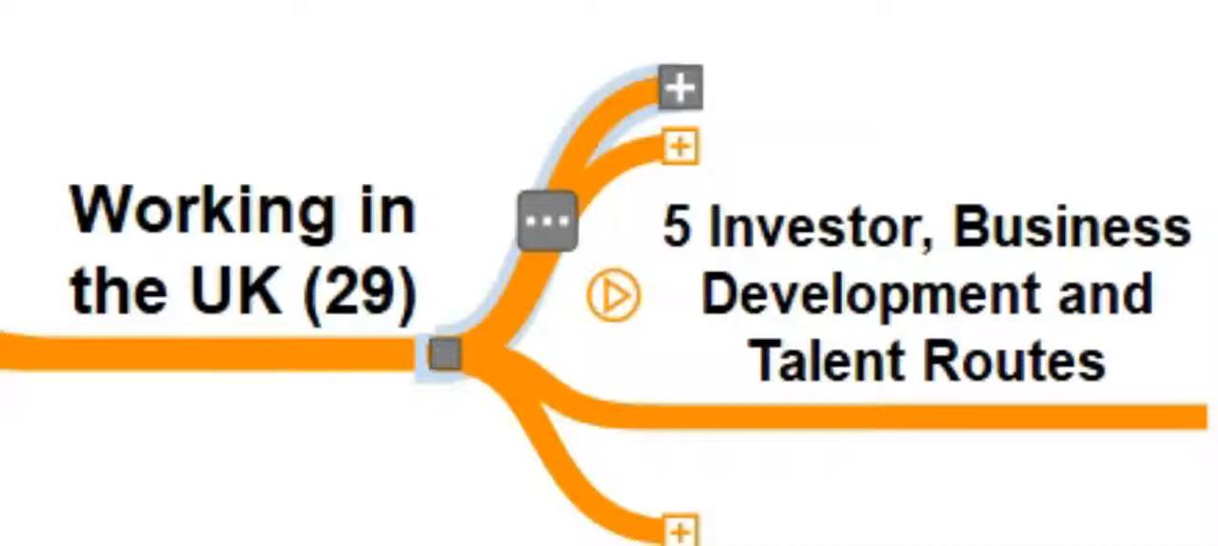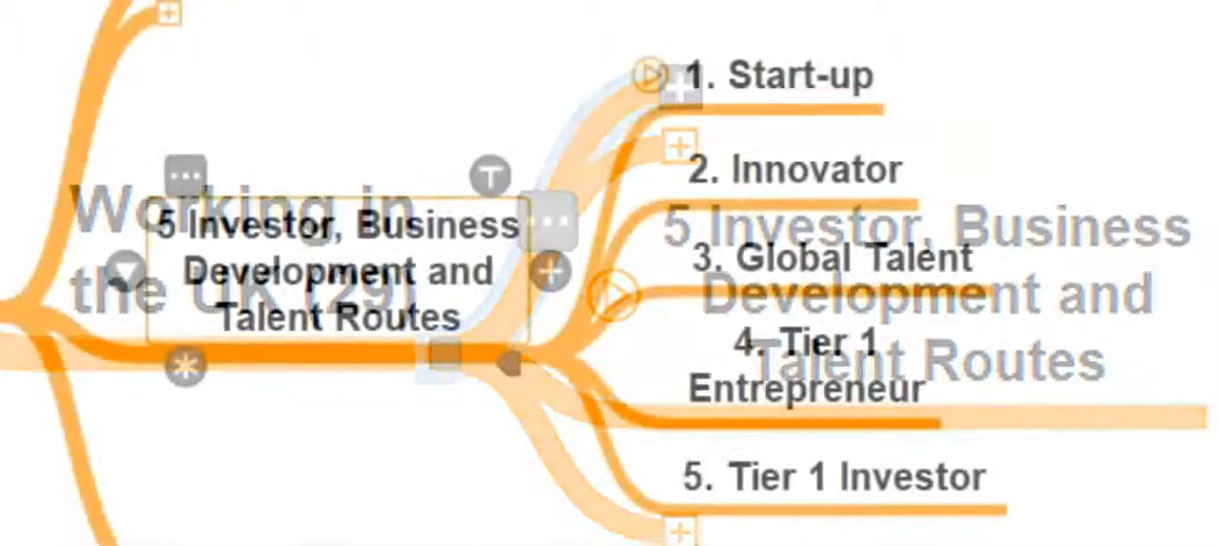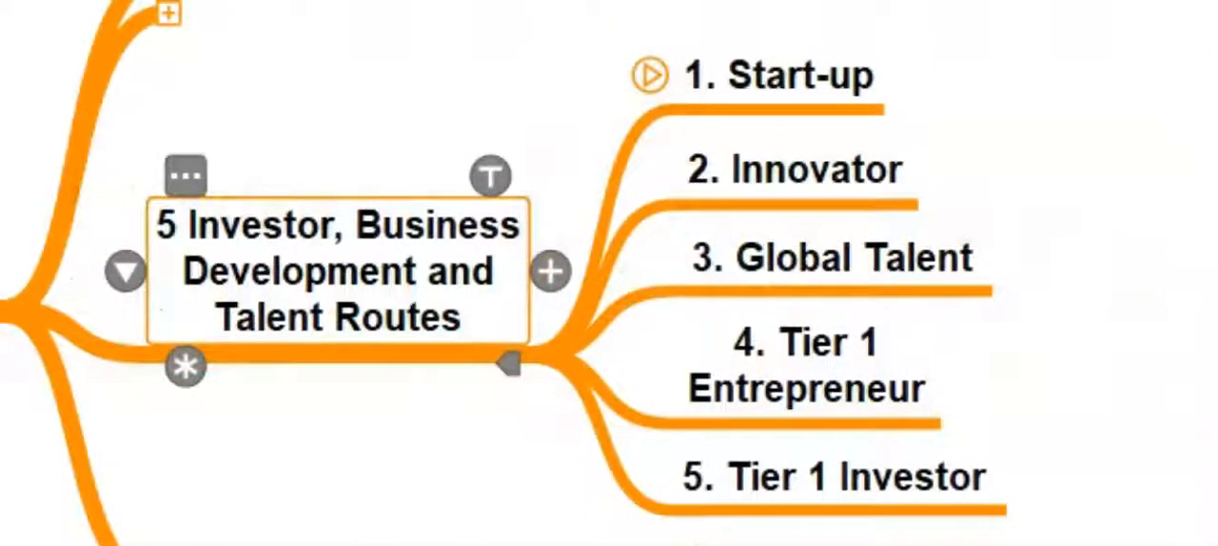There are 5 types, and here they are. So we have the startup visa, also the innovator visa, global talent, tier 1 entrepreneur and tier 1 investor. So let us first of all have a look at the startup UK immigration route.